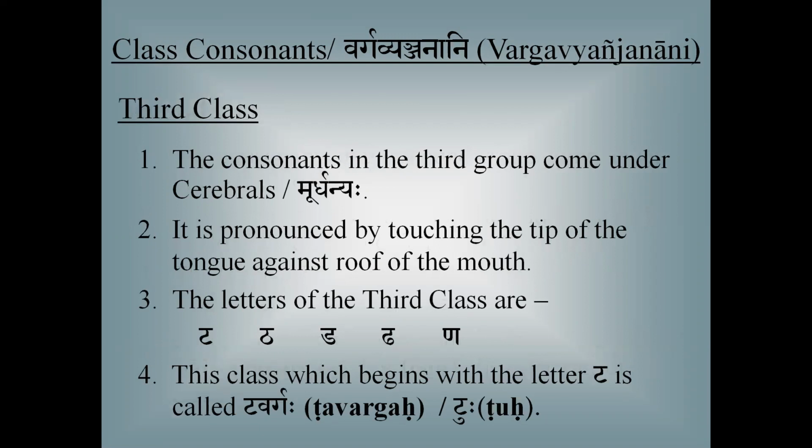Then the third class, where the letters belonging to this group are pronounced by touching the roof of the mouth with the tongue. The tongue is as though folded. You can see the tongue is folded and touches the roof of the mouth when you say ta, tha, da, dha, na. So the tongue touches the cerebrum, the roof of the mouth. Therefore, they are called cerebrals, Murdhanyaha in Saṃskṛtam. This is the third class.